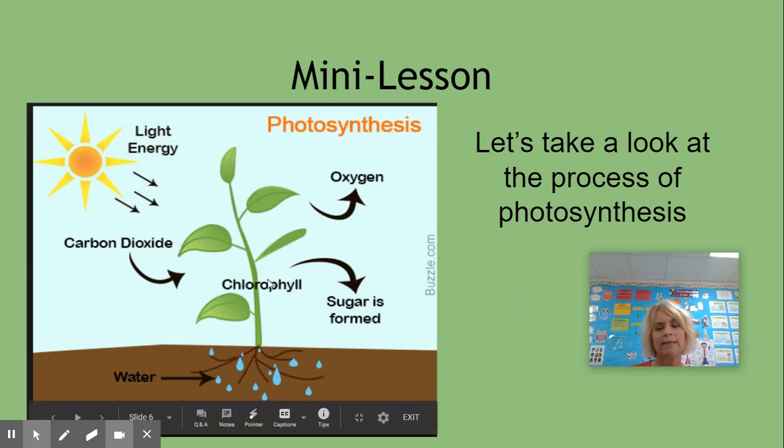So we have our plant. Our plant is taking in water from the roots, so the roots are used, taking in water. Also, the leaves take in the sun's light. Carbon dioxide comes from the air. It goes into the plant leaves. And then photosynthesis, the food making process, takes place in the leaves. Sugar is formed in the leaf, and then the plant gives off oxygen. And the oxygen we use. We need the oxygen.